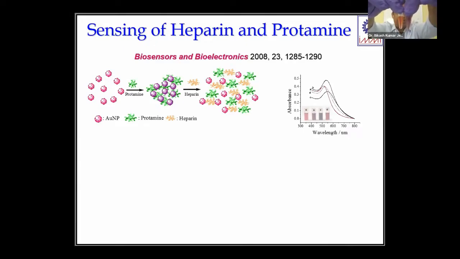So that means you can see I have added the protamine. What did the protamine do? It has aggregated it. Aggregated means it has attracted this gold nanoparticle so that the gold interparticle distance has decreased. That's why the color has changed, and that can be reflected as a change in the wavelength as well as absorbance.